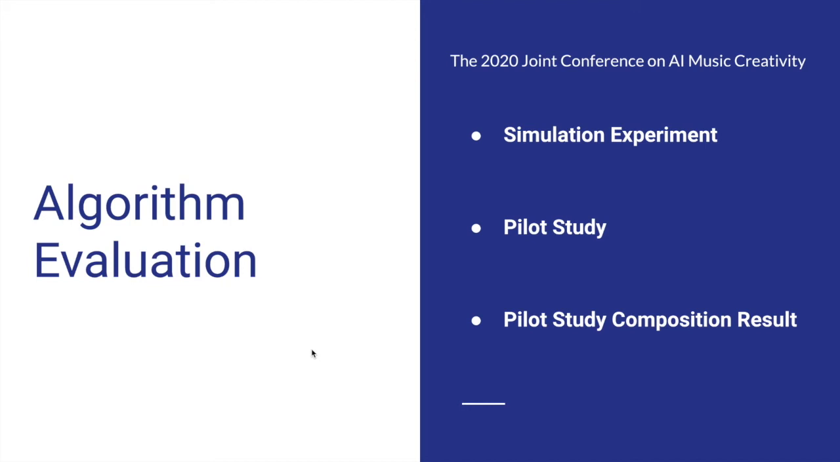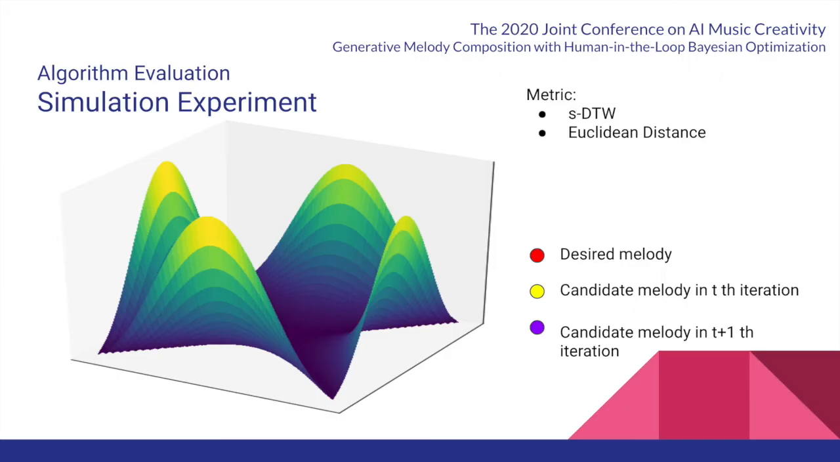Here we'll show the evaluation of our algorithm. We conducted an experiment from the algorithm viewpoint, where we artificially simulated the user behavior. The goal here is to verify whether our algorithm can find the desired melody in a reasonable number of iterations. We used SDTW as the quantitative similarity metric between two melodies in melody space. We simulated user behaviors as follows.